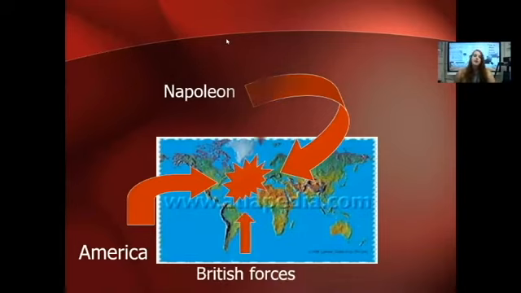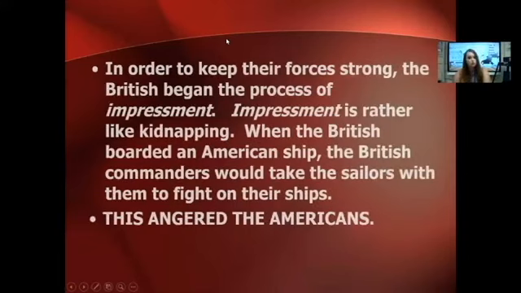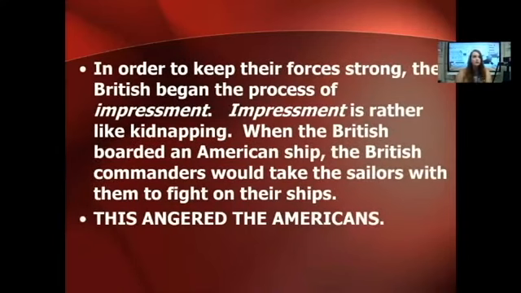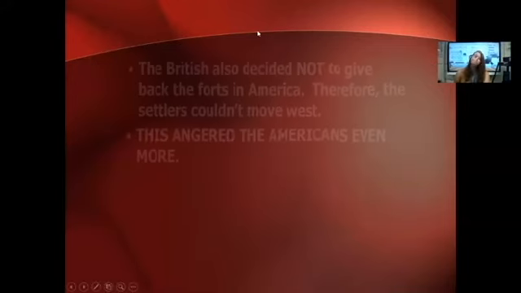All right, now, in order to keep their forces strong after the American Revolutionary War, while they were fighting Napoleon, they began a process called impressment. Impressment is basically when they would stop an American ship by threat of force, board the ship, and then take American sailors as prisoners and force them to fight on British ships. Now, as you can imagine, this made us a little upset.